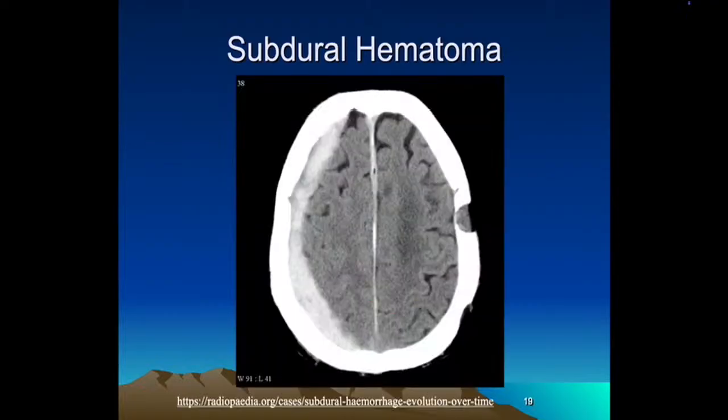And here's what it looks like on CT scan. Unlike the epidural hematoma that had that biconvex shape, this is going to be a crescent shape. So in this example, on the left side of the screen, you see that crescent shape just inside the skull. This represents a pretty good size subdural hematoma on the patient's right side.